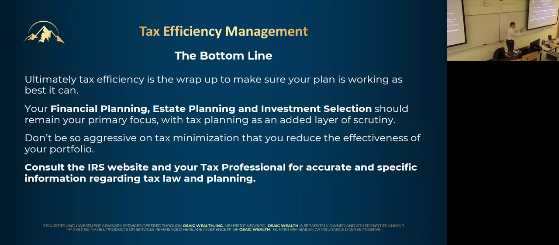It's like you're doing all of those other things and then you're taking tax efficiency and it influences your individual choices a little bit. This is not the primary thing that you should do for your planning. This is the secondary level that helps make everything else efficient and optimize those returns. So don't be so aggressive on tax minimization that you reduce the effectiveness of your portfolio. Consult the IRS website and your tax professional for accurate and specific information regarding tax law and planning.